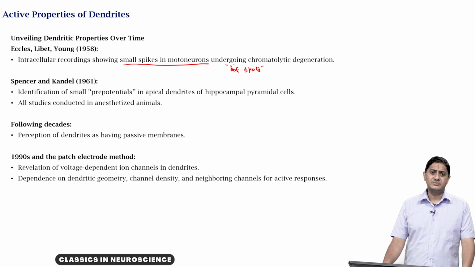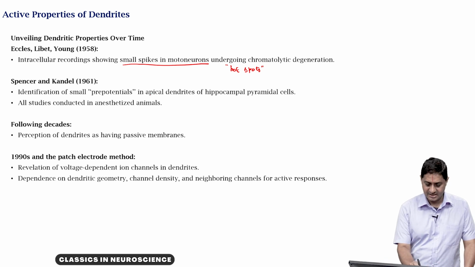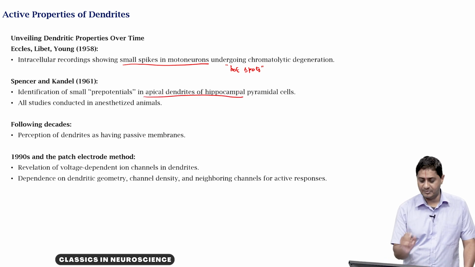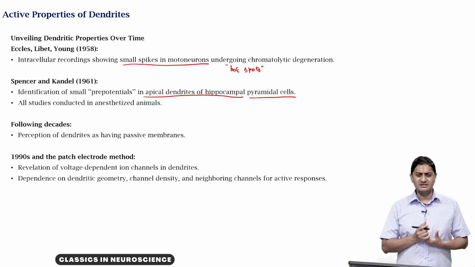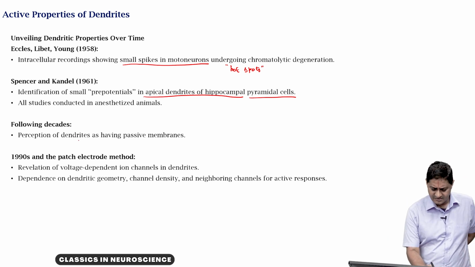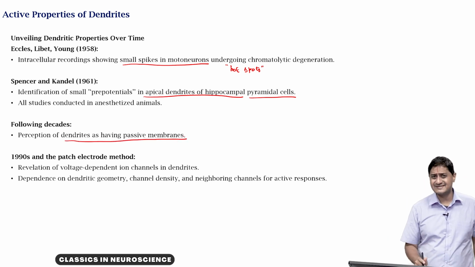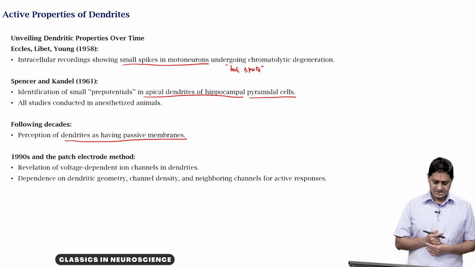Later, in work led by Eric Kandel, Eldon Spencer and Eric Kandel, they showed that there were small pre-potentials in apical dendrites of hippocampal pyramidal neurons. These studies, as with the other studies, were conducted in anesthetized preparations. But somehow later it was believed for quite some time that dendrites were rather passive membranes, unlike axons, that can conduct and produce action potentials.